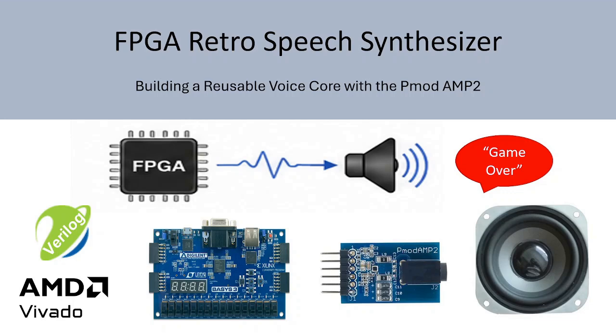In this project, we're going to build something that was common in arcade machines and home computers during the 1980s, computerized speech. But instead of simply playing an audio file, we're going to build a reusable speech synthesis core entirely in Verilog that can be dropped into future FPGA projects with just a few lines of code. Along the way, we'll also take a detailed look at the Digilent Pmod AMP2 and learn how an FPGA can generate high-quality audio using nothing more than pulse-width modulation.